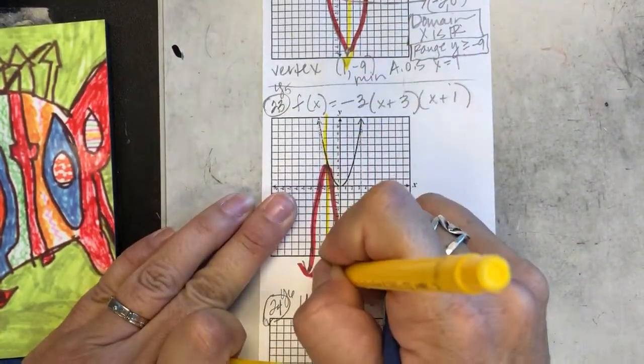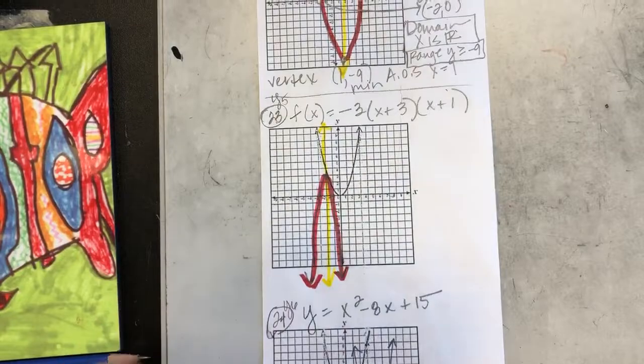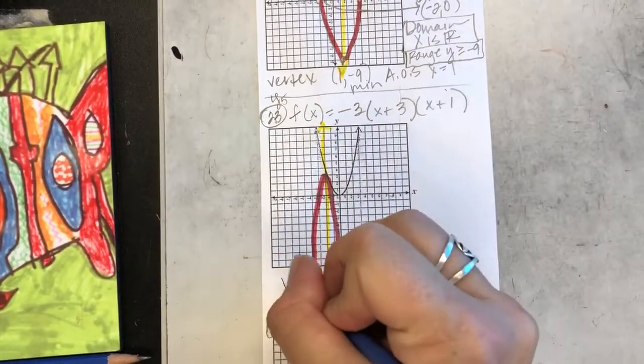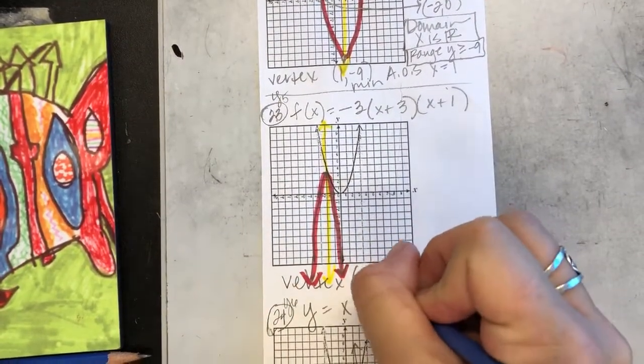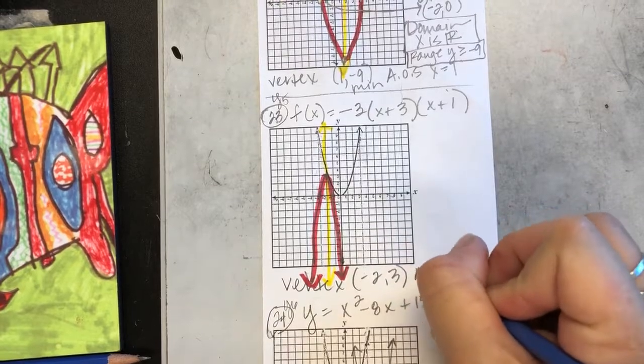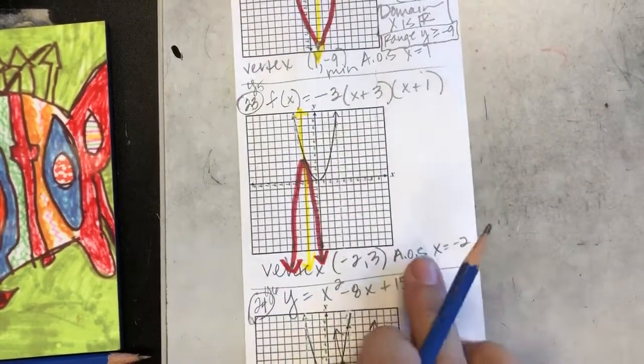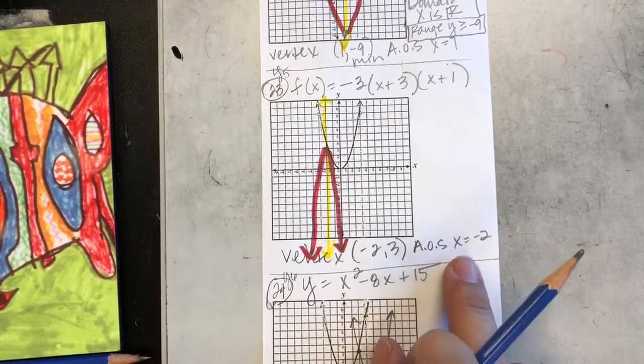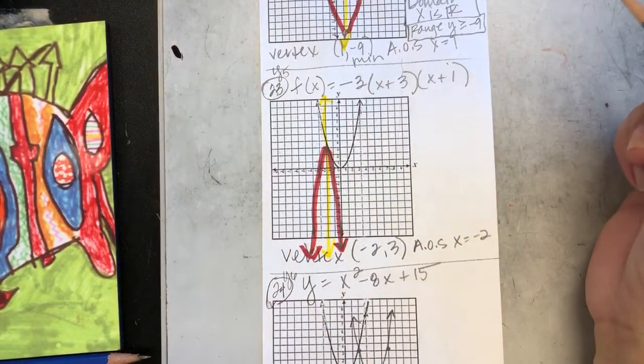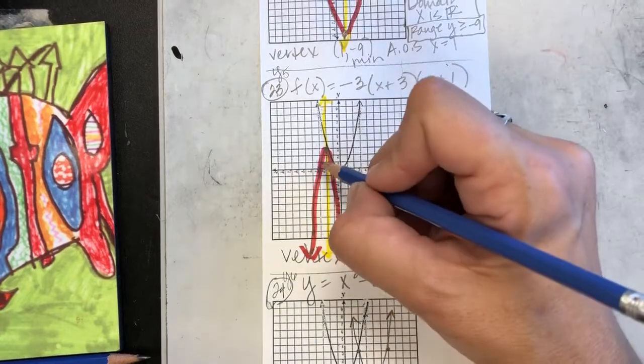Just checking out this vertex. The vertex looks like it's at -2 and 3. Vertex, -2 and 3. Axis of symmetry equation comes right from there. X equals -2. Make sure that you're putting the x equals, because that's the equation of a vertical line. Then I've got to go find my intercepts.